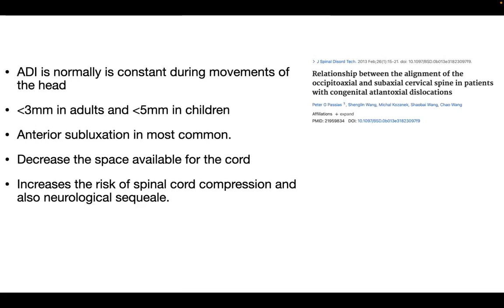The atlanto-dens interval is normally constant during movements of the head. Usually, the translation is less than 3 mm in adults and less than 5 mm in children. The most common subluxation is the anterior subluxation. Anterior subluxation causes a decrease in the space available for the cord. It increases the risk of spinal cord compression and also neurological sequelae.